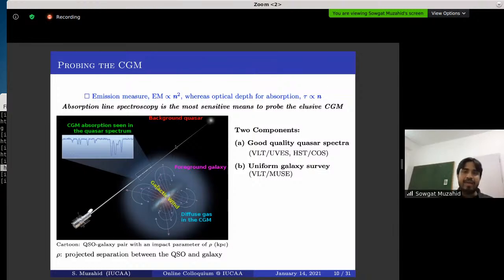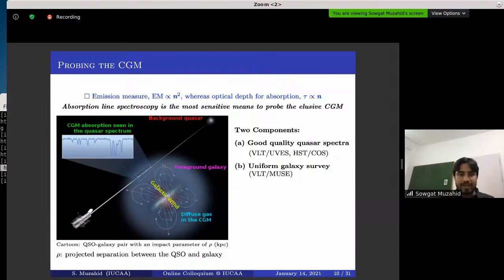And this cartoon actually describes what I mean by that. In today's talk, I'll be using this absorption line spectroscopy technique to probe the circumgalactic medium. So what happens is, you look at a bright background quasar, which is far away from us, and take a spectrum of that quasar. And the sight line of this quasar happens to pierce a foreground galaxy at some impact parameter. The projected distance between the background quasar and foreground galaxy, we call the impact parameter. I'll be using that term over and over again, so it's better I explain it now.